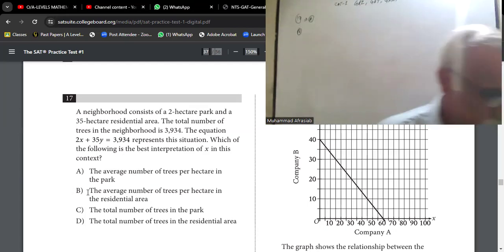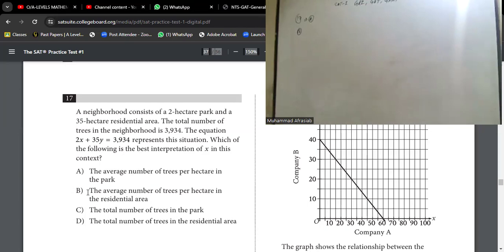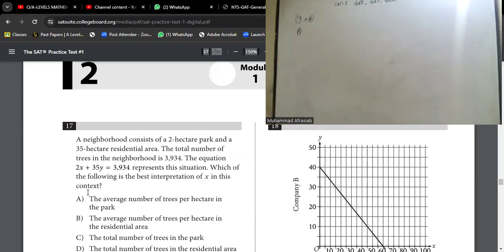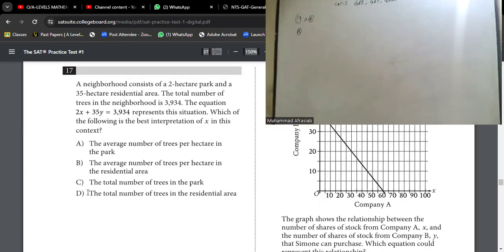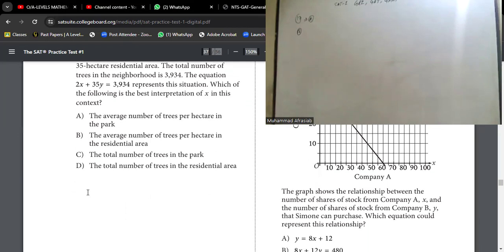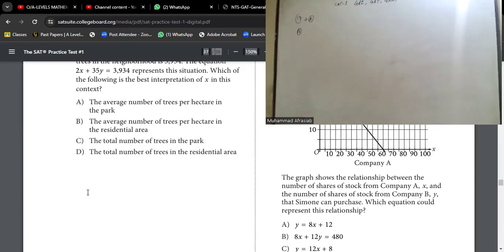Now for question number 18. This is y against company B and x against company A. The graph shows the relationship between them. The number of shares of stock from company A is x and the number of shares of stock from company B is y. Simmons can purchase. Which equation should be the best answer for this relationship?